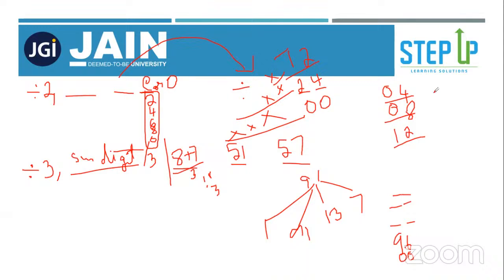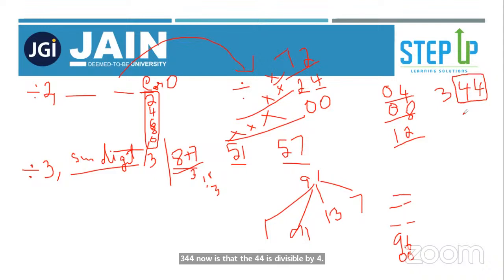Tell me a 3-digit number, Laban. 344. Okay, 344. Now, is 44 divisible by 4? Yes. Then 344 is also divisible by 4. Clear with that? Yes, clear now.